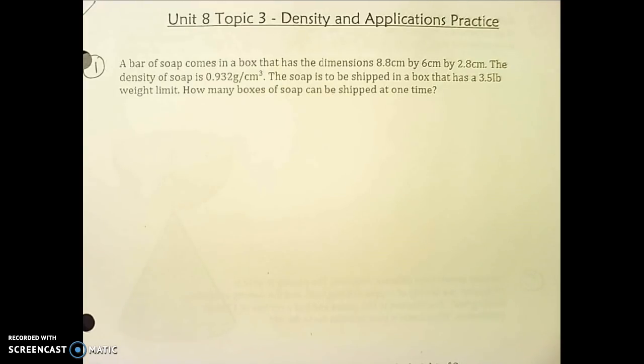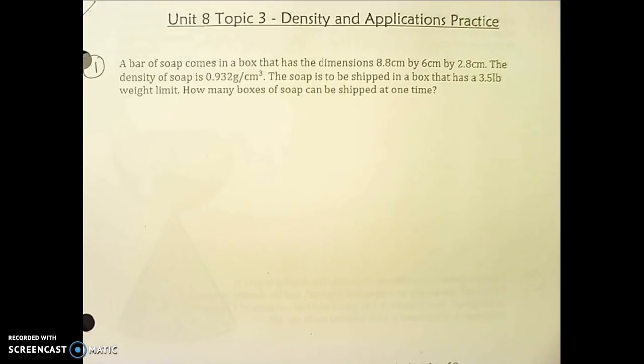mine is. Okay, so the problem says that a bar of soap comes in a box that has the dimensions 8.8 centimeters by 6 centimeters by 2.8 centimeters. The density of the soap is 0.932 grams per centimeters cubed. The soap is to be shipped in a box that has a 3.5 pound weight limit. How many boxes of soap can be shipped at one time?